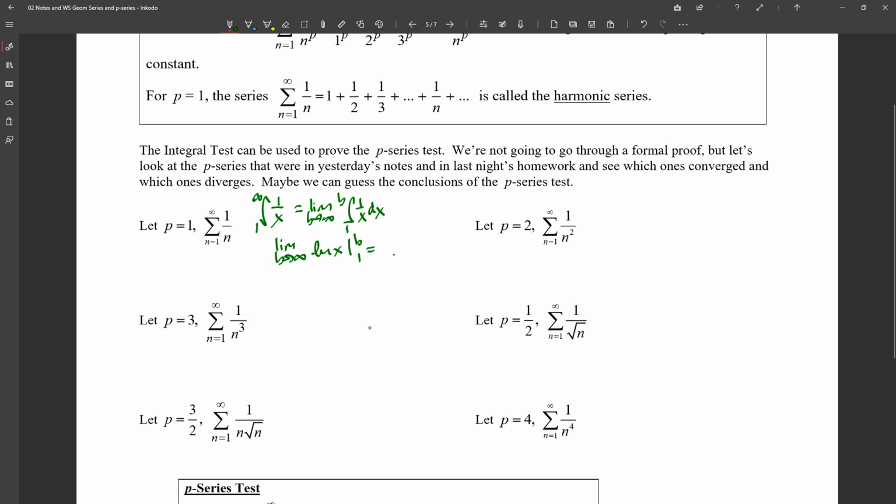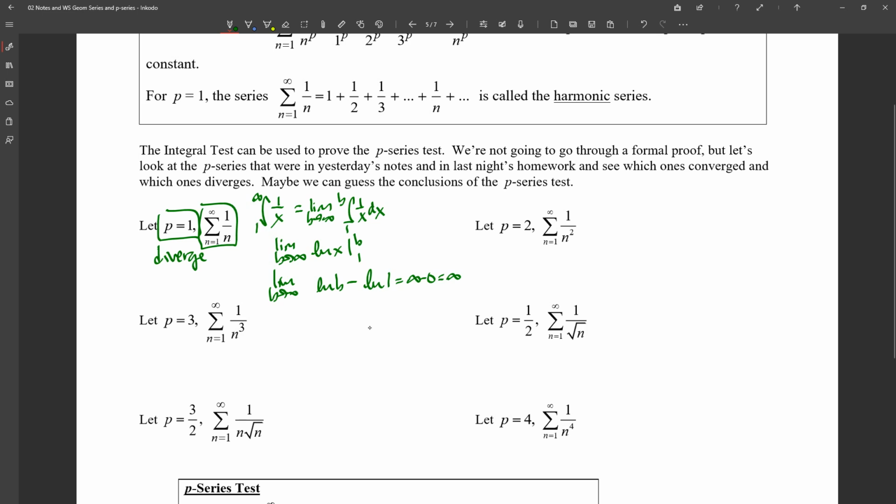First, I plug in the b. Oops, let me copy the limit sign first. So the limit as b goes to infinity, first I plug in the b, then I plug in the 1, then I slap a minus sign in the middle. When I take the limit of this, what I get is infinity minus 0, which is infinity. So when p is equal to 1, this integral diverges, so therefore this series is going to diverge when p is equal to 1.